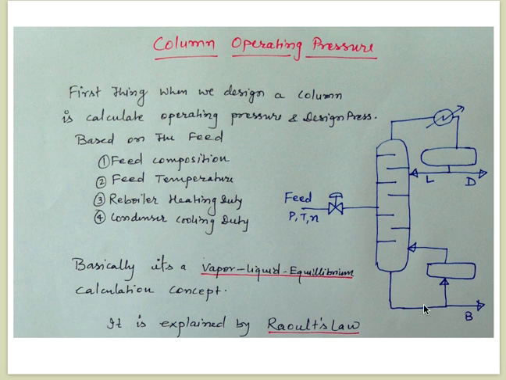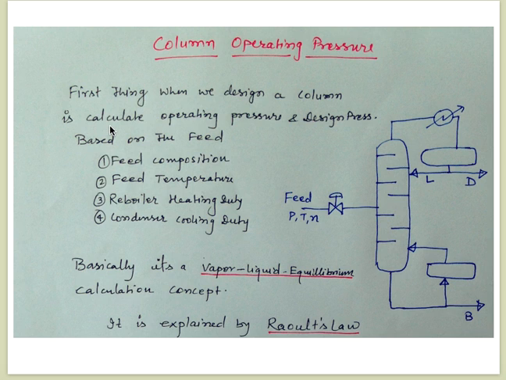Similarly, at the bottom we have a reboiler. We partially collect the bottom product, which is the heavier product, and the top head is the lighter product. Partially we vaporize it again and send it back to the column for further separation.